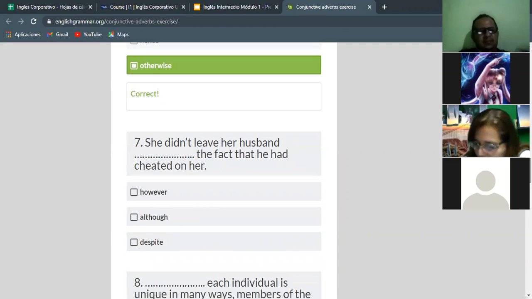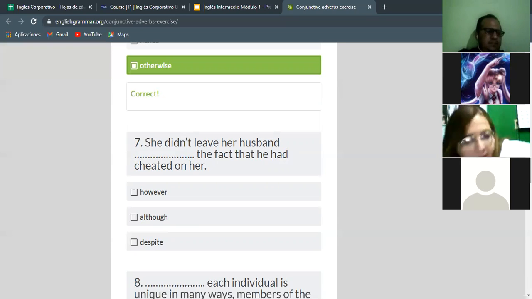Number seven. She didn't leave her husband. However, although, despite the fact that he had cheated on her. Do you know what is although? However. That is something that we haven't checked in this class, but I believe that you know. What is although? Aunque. Very good.